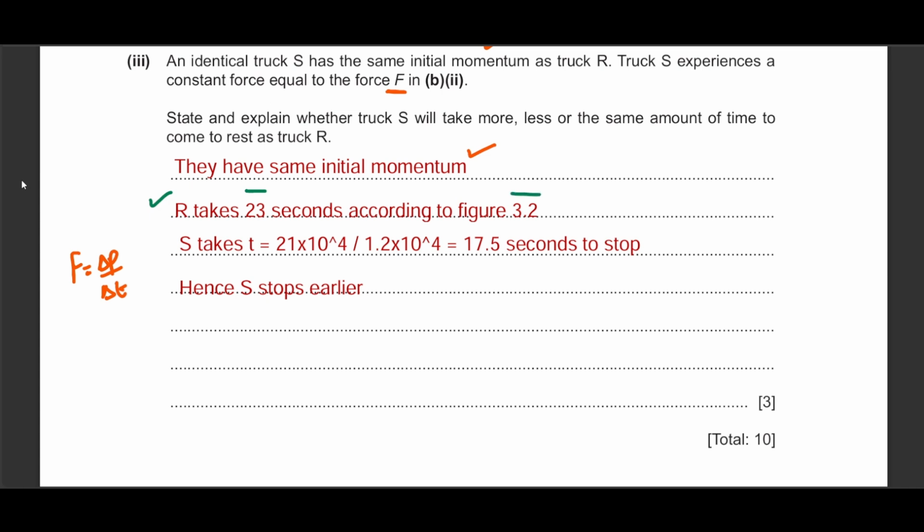S takes this time. Now show your calculation by taking T over there and bringing the resultant force over there. So the initial momentum is going to be the same. They need to be stopped. So the whole momentum has to go away with a force of 1.2 times 10 to the power 4. This comes out to 17.5 seconds. So S stops in 17.5. R takes 23 seconds. So we can conclude that S stops earlier.